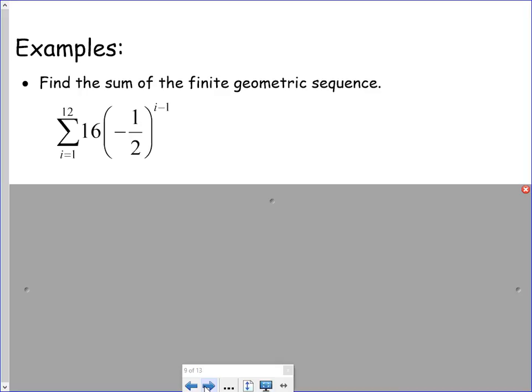Okay, so we want to find the sum of the finite geometric series. And we have summation notation, so you need to kind of pick apart the summation notation. If you're thinking about that formula on our previous slide, can you find the first term? You'll need the ratio and the number of terms that you want to add up. So you're going to need a sub 1, r, and n.